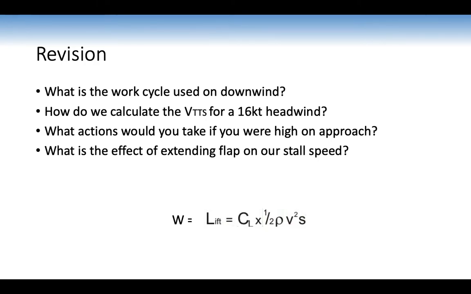So to calculate the VREF addition for a 16 knot headwind, for every knot above 10, so we've got 6 knots, we halve it. So half of 6 is 3 knots, and then we add it onto our VREF speed.